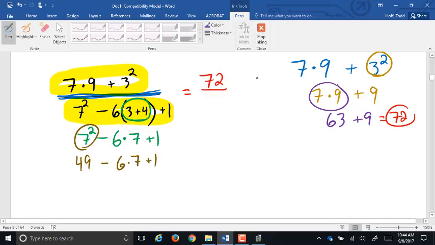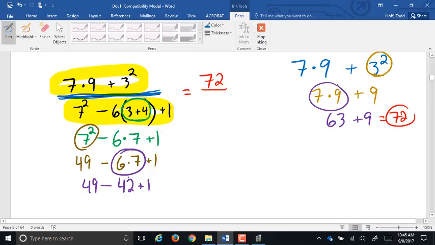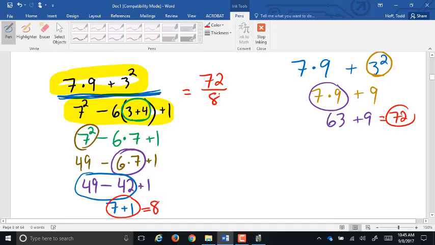What's next? Multiply. 6 times 7 is 42. And then left to right. Adding and subtracting is all that's left. So 49 minus 42 is 7. 7 plus 1 is 8. Good. So the bottom is 8. Now we have to divide. 72 divided by 8 is 9.